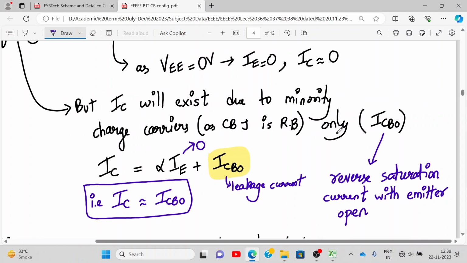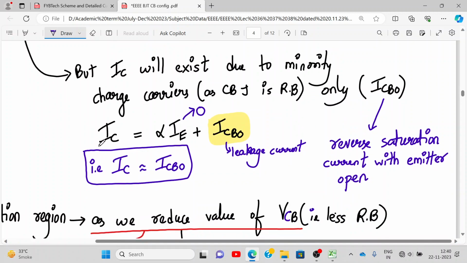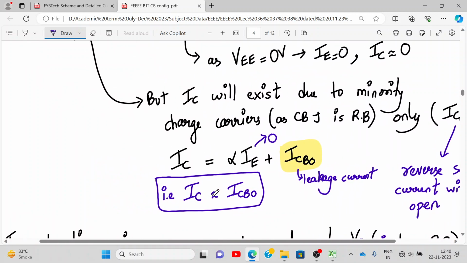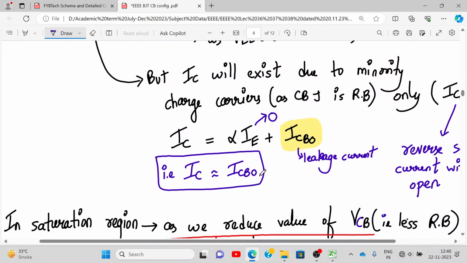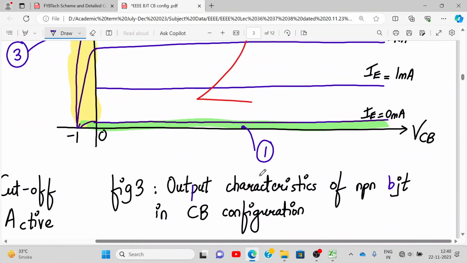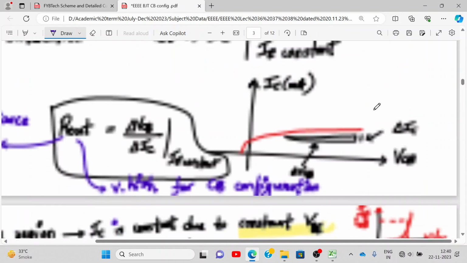Yesterday I've talked about ICEO and ICBO, right? So ICBO current is the reverse saturation current with emitter open. So IC is alpha times IE, that is an incomplete equation, it is plus ICBO. So even if IE is 0, IC equal to ICBO current flows. Are you understanding? So that's why in the cutoff region, there is some current, but that current is very, very small. So that is what I have shown over here in the green color. Even if IE is 0, IC is not equal to 0, it is ICBO.